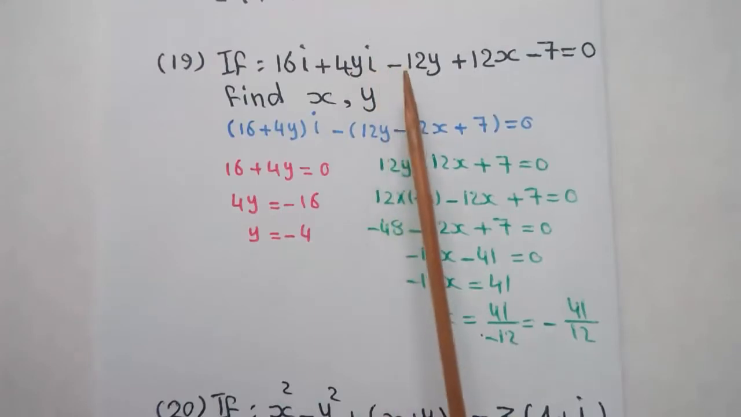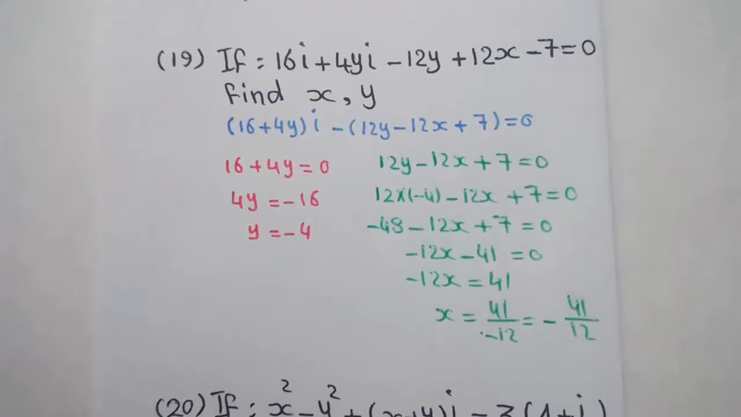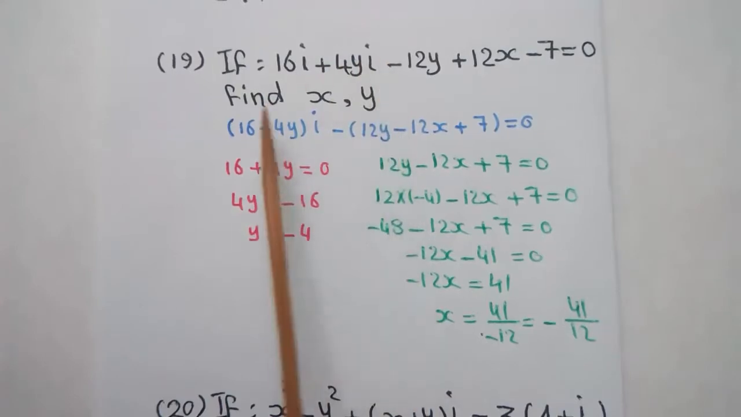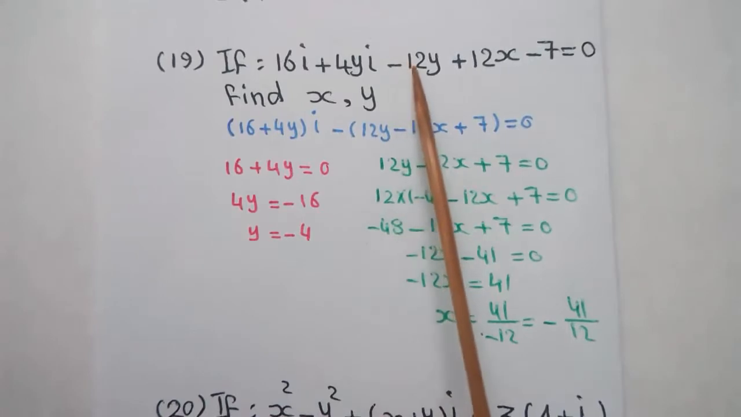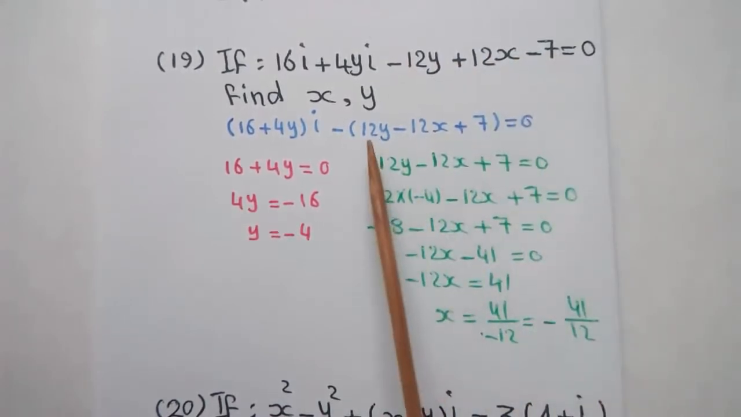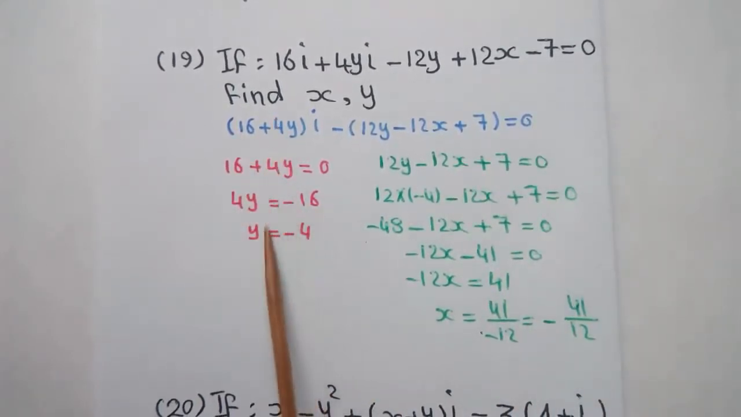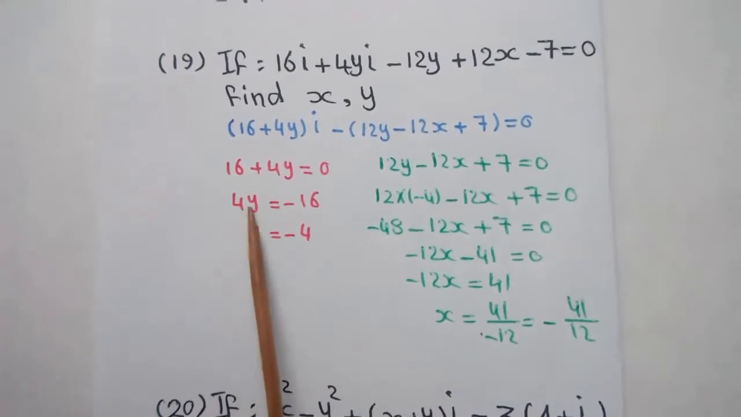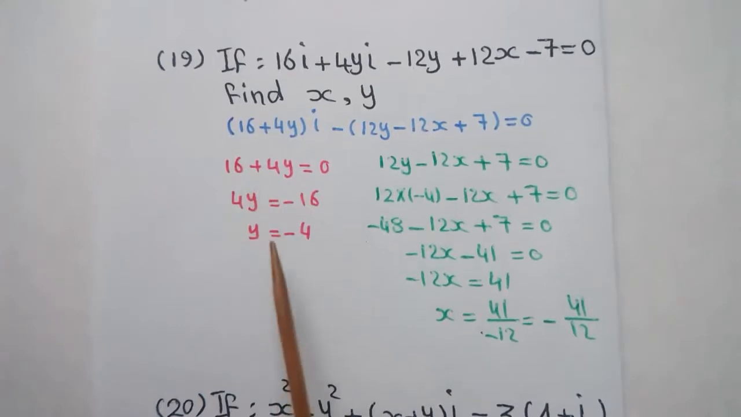16i plus 4i minus 12y plus 12x minus 7 equals 0. 16 plus 4yi between brackets, i is the common factor. Negative i common. 12y plus 12x minus 7 will be 12y minus 12x plus 7 equals 0. 16 plus 4i equals 0, so 4i equals negative 16, so y equals negative 4.